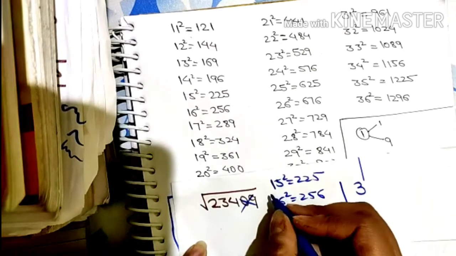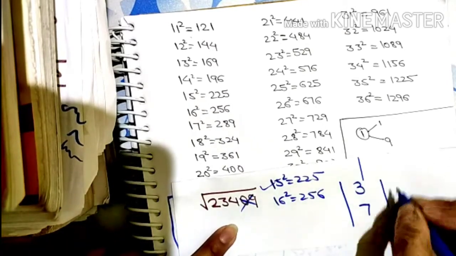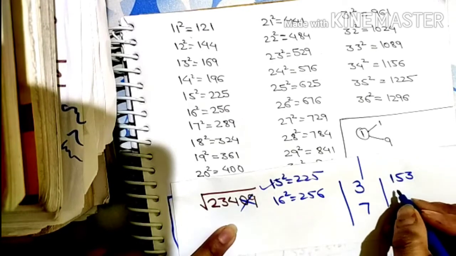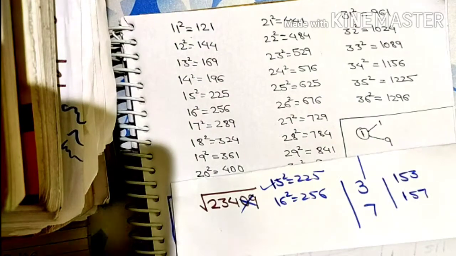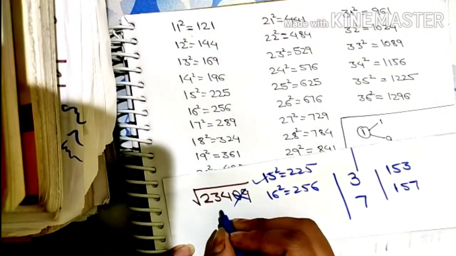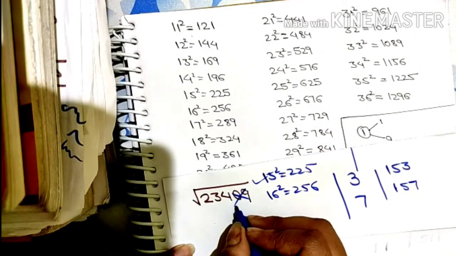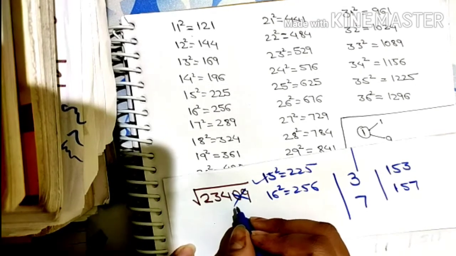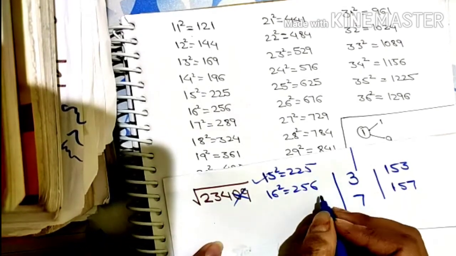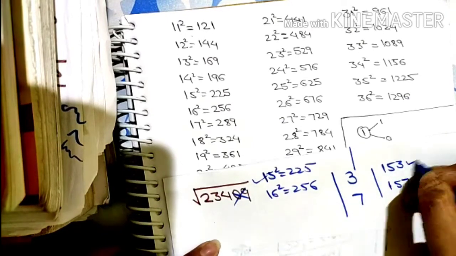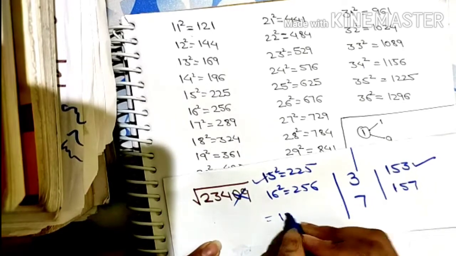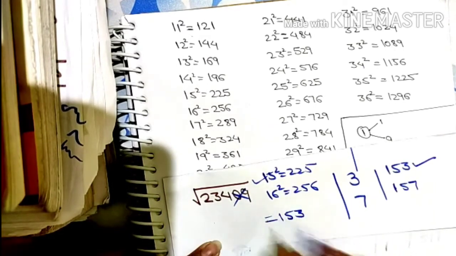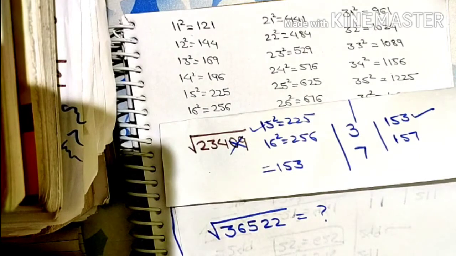Okay. Now you have to choose the smaller one, that is 15. So the square root will be 153 or 157. So what we have to do, we have to find the number which is closer to 234. So 234 is closer to 225 in comparison to 256. So our answer is 153. So 153 is the square root of this number. Find the square root of this number by using this trick and comment down below.